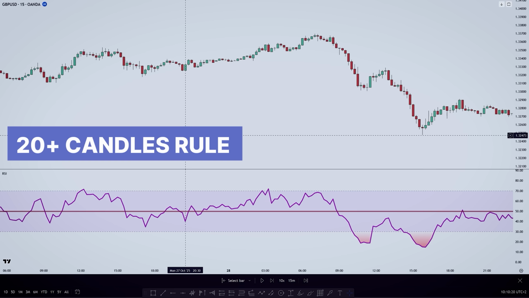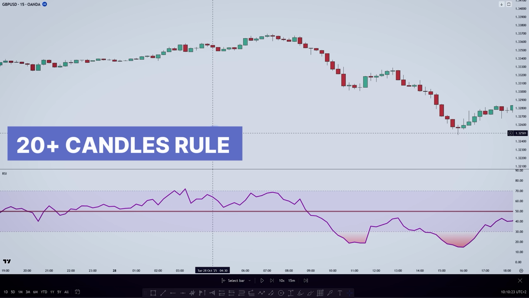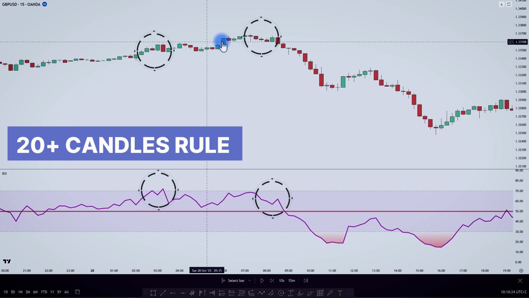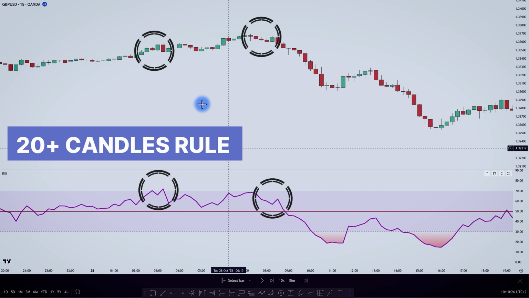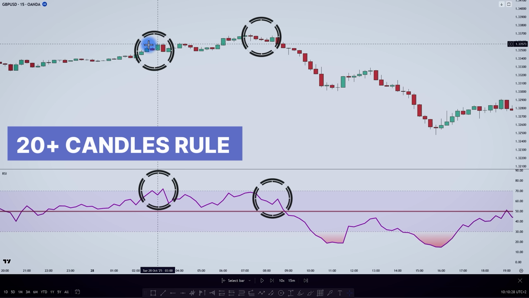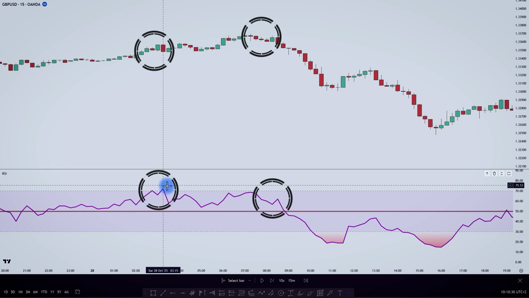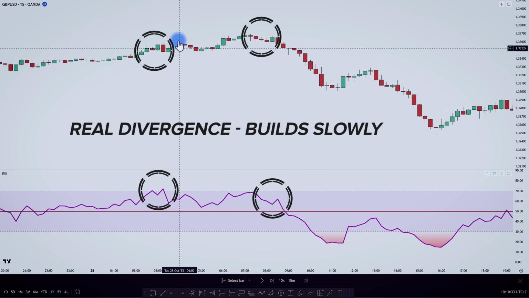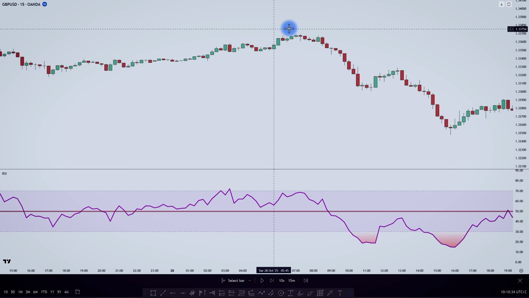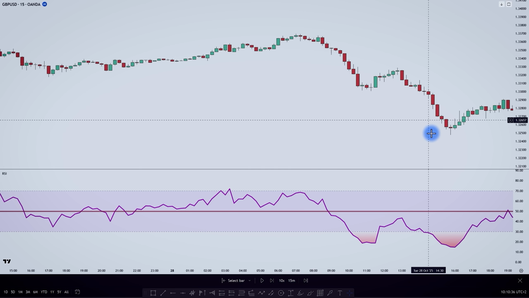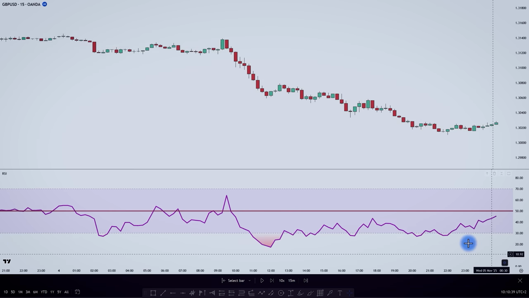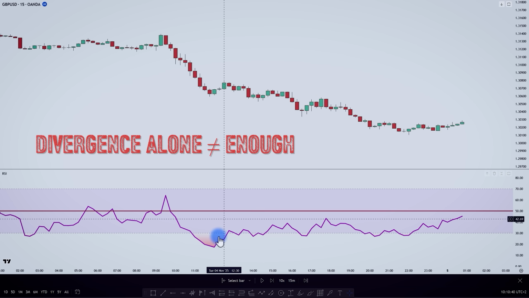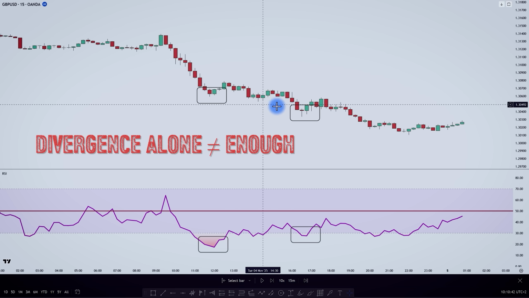Here's another rule that'll save your account. Divergence must develop over at least 20 candles. Quick divergences over 5 candles are usually fake. A real divergence builds slowly as the trend exhausts itself. But here's the catch. Divergence alone isn't enough. I lost thousands entering on divergence without confirmation.